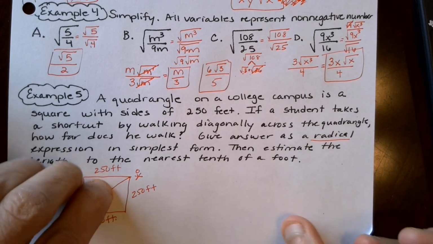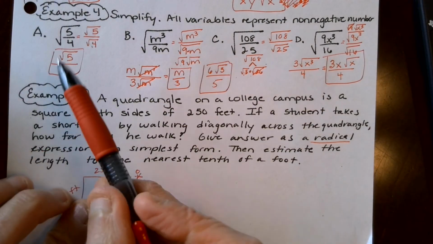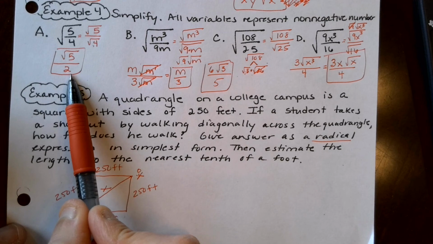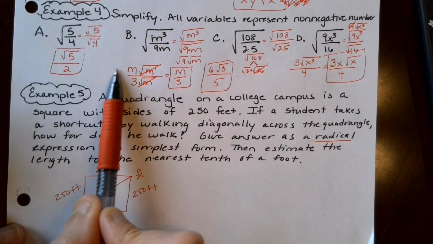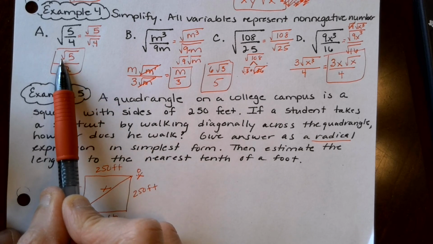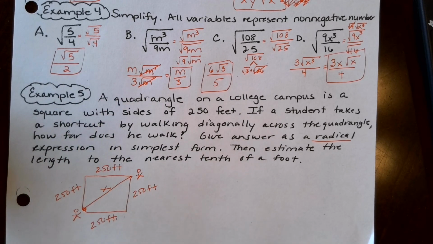You know what radical means? It means this right here. It means you didn't take square root of 5 and put it in your calculator and divide by 2 and get some rounded off decimal. It means the radical is still there. Okay? In simplest form, which is what we just talked about above, having it reduced down. And then it says to estimate the length to the nearest tenth of a foot.